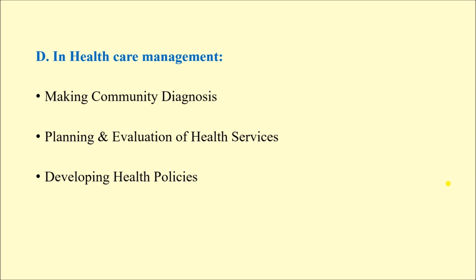First one is making community diagnosis. That means in epidemiology we not only deal one-to-one with a patient but also deal with the problem in the community as a whole. So we try to find what are the different factors which lead to different diseases or health problems in a community, and based on that we try to find out the health problems in the community, which is called the community diagnosis.